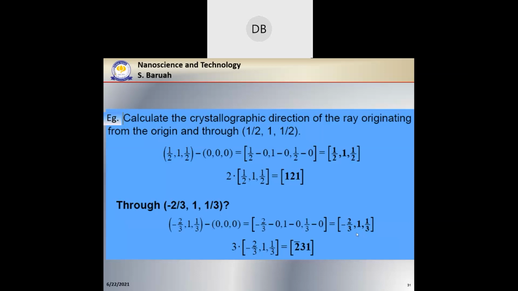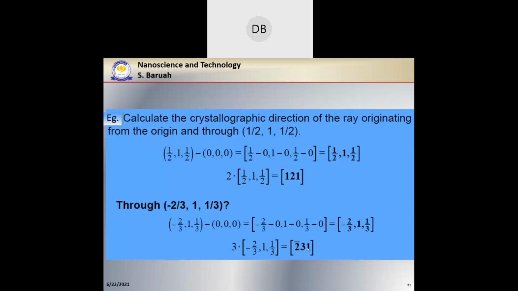Again, now this is not in an integral form. So how to do that? We multiply by 3. We multiply by 3, and then 3 and 3 will cancel out. We have -2 here, and then we will have 3 here, and again 3 will cancel out with 3. We have 1 here. So it's -2, 1, and 1.